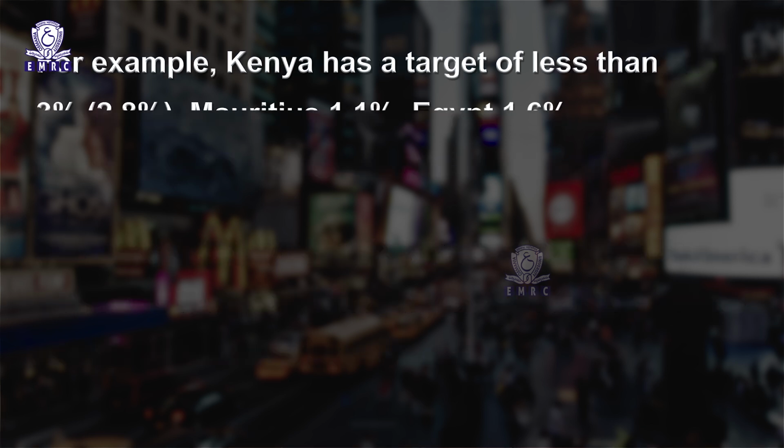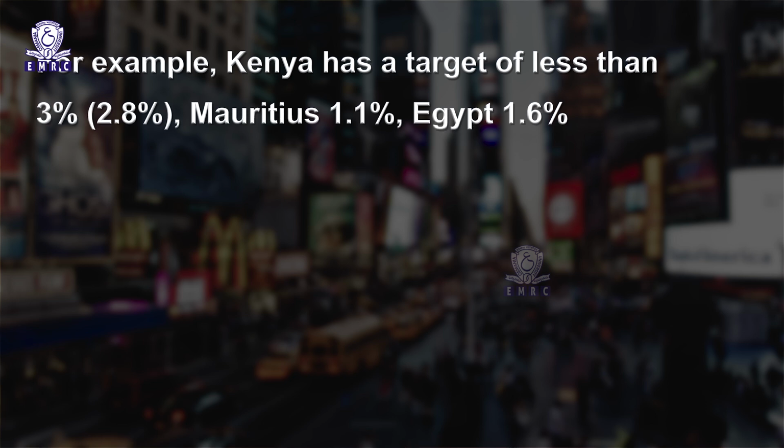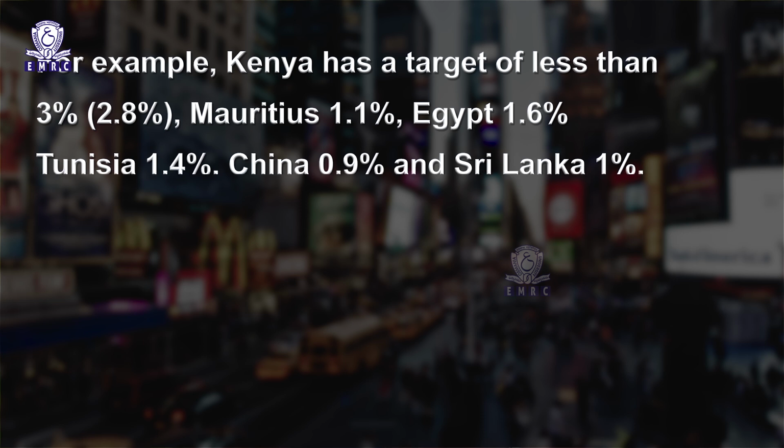For example, Kenya has a target of less than 3%, that is about 2.8%, Mauritius 1.1%, Egypt 1.6%, Tunisia 1.4%, China 0.9% and Sri Lanka 1%.